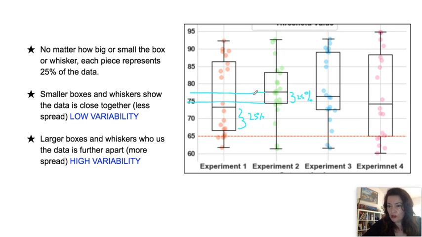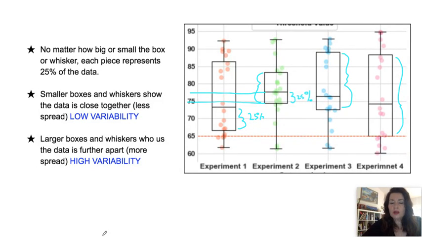Same if you wanted to know the IQR. Now, which IQR do you think is the smallest? So if you want to just pause the video and decide, if you said experiment 2, then you are right. So the IQR for experiment 2 right here is much smaller than the IQR for experiment 1. For experiment 3, this would be the IQR, and experiment 4.